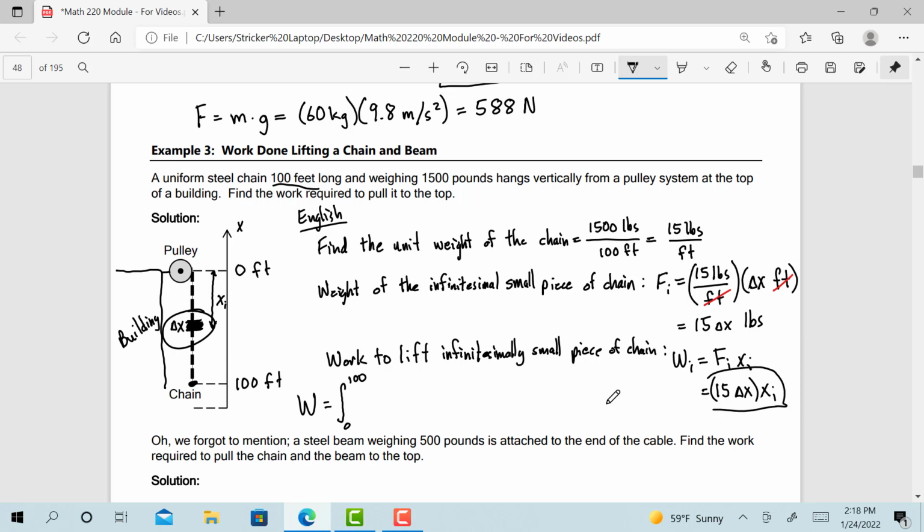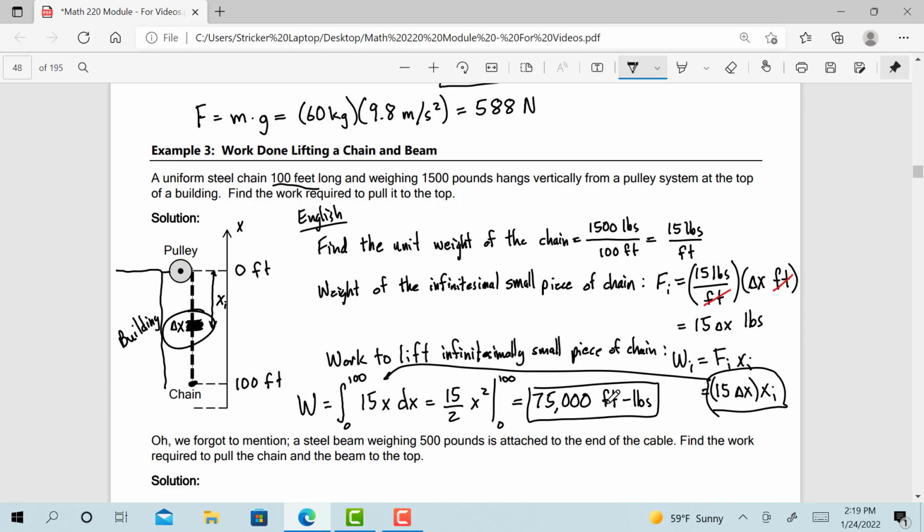Just taking this expression and moving it into here, we have 15 times x, and then the delta x is going to be our dx. And then we just integrate that. Take the antiderivative, we get 15 over 2 times x squared, going from 0 to 100, which is going to give us 75,000 foot-pounds. So that's the work to lift up the chain.